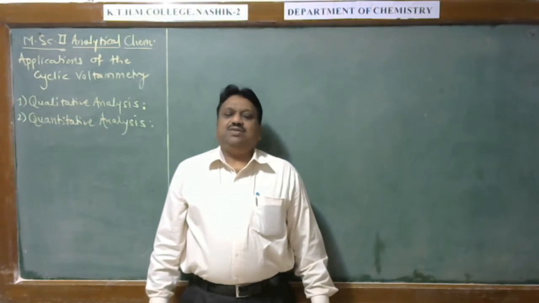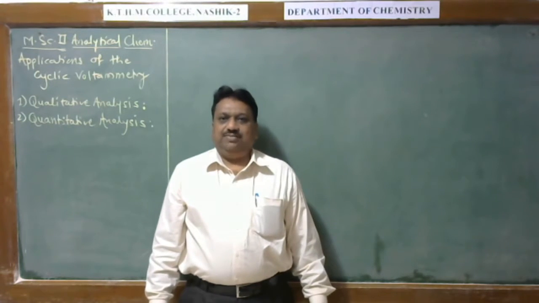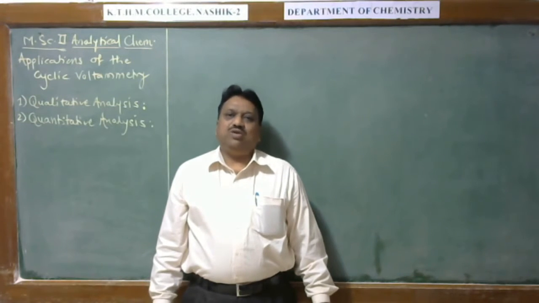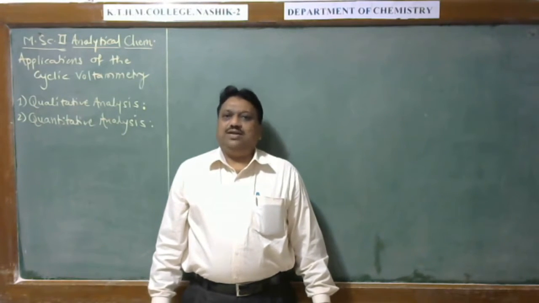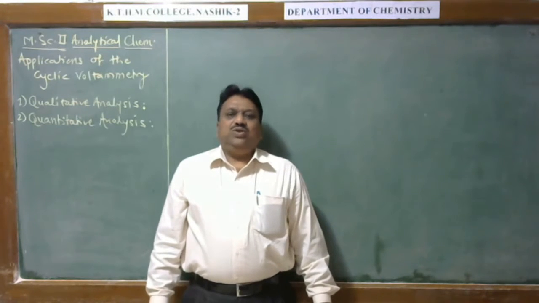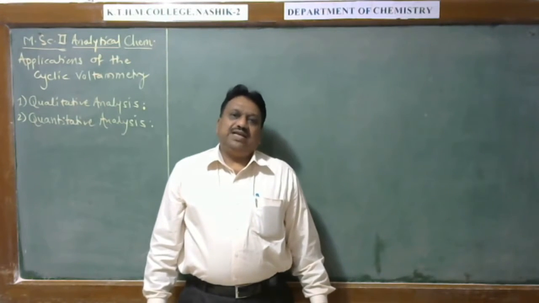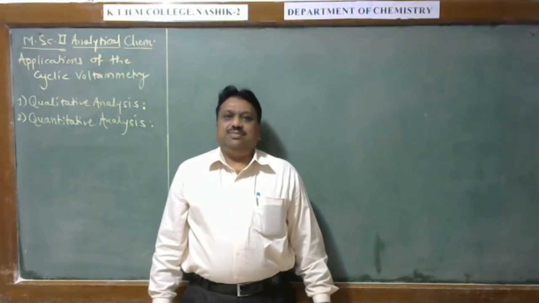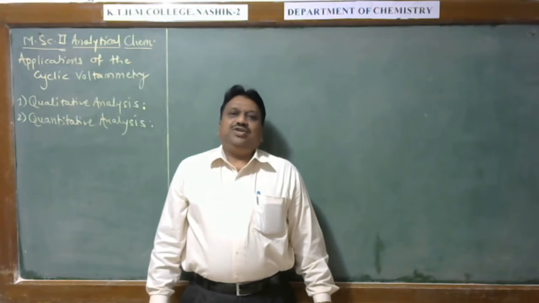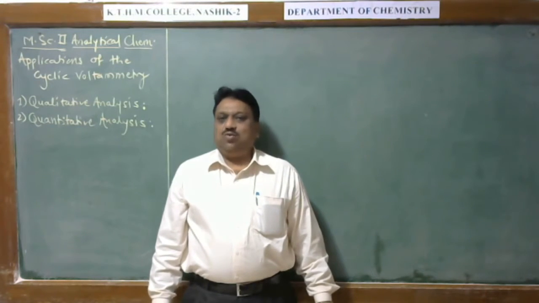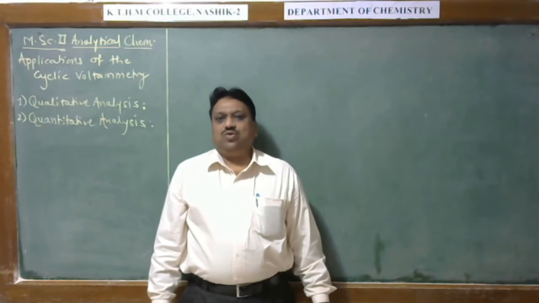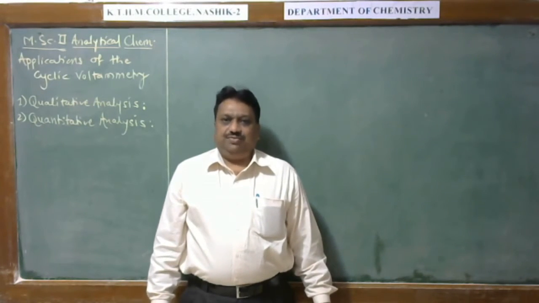Students, in the previous lecture we discussed the analytical principle and working of cyclic voltammetry. In addition to this, we discussed the use of the cyclic voltammogram for qualitative and quantitative analysis. In today's lecture, we will discuss the use of cyclic voltammetry in the study of reversible and irreversible reactions. We also employ this cyclic voltammogram for determination of the n value, that is the number of electrons involved in a redox reaction.